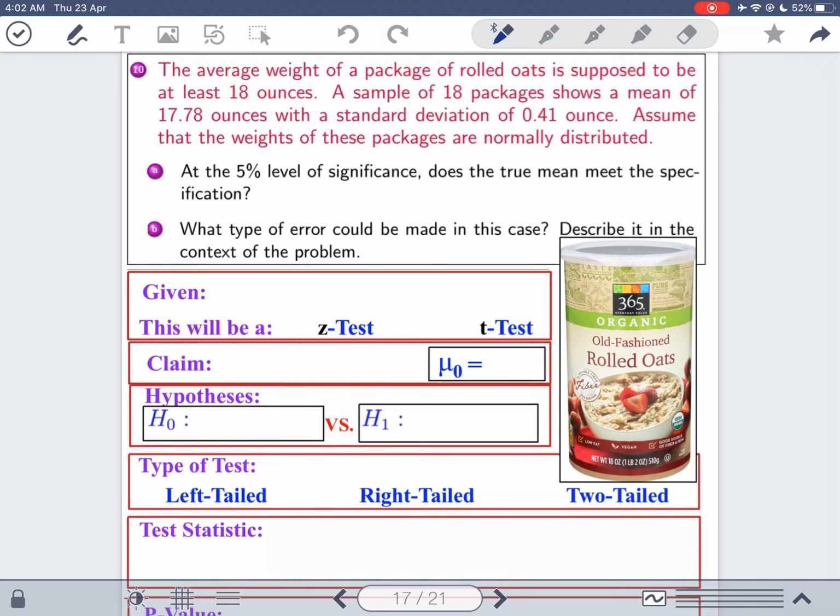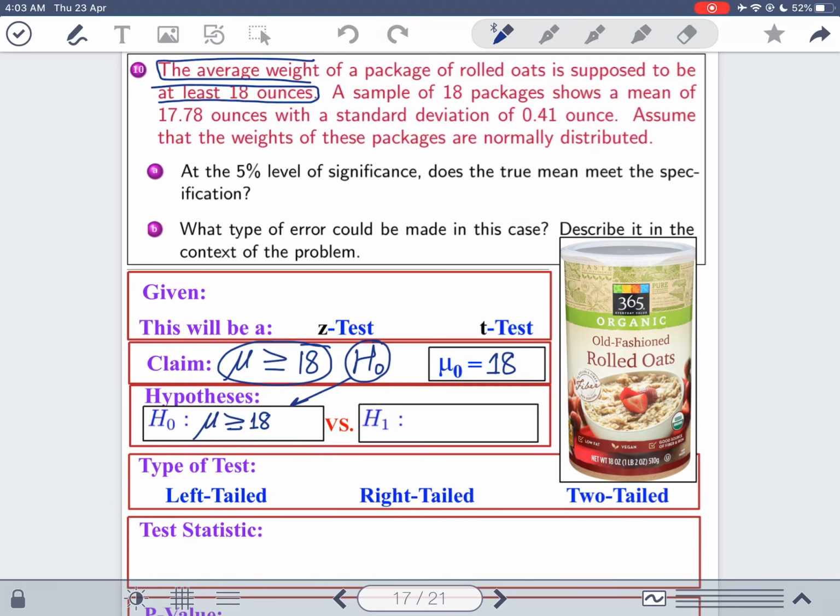The average weight of a package of rolled oats is supposed to be at least 18 ounces. So the average weight is at least 18 ounces. So mu is bigger than or equal to 18 ounces. When they say at least 18, it means 18 or more. That's why you write mu bigger than or equal to 18. Since this has an equal sign in it, this is the null hypothesis H0. And of course, mu0 is 18. And you can also write H0: mu bigger than or equal to 18 ounces.